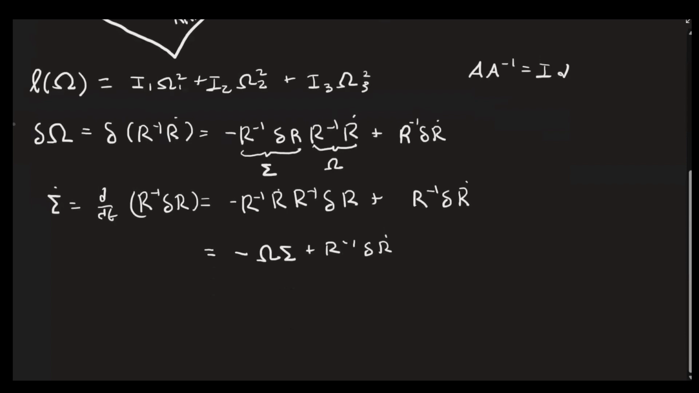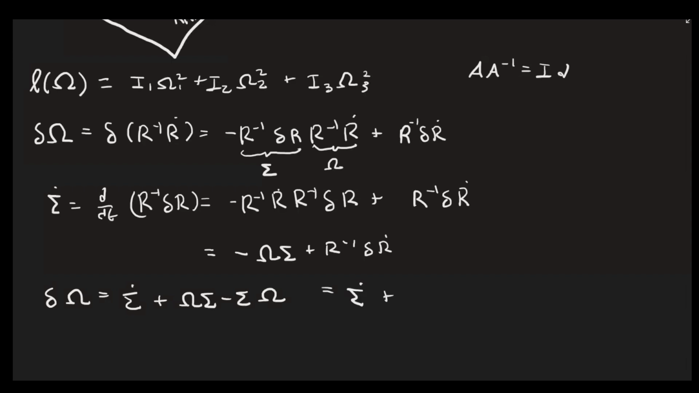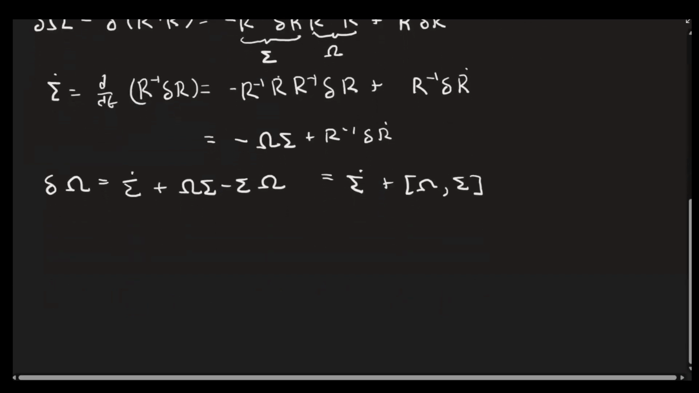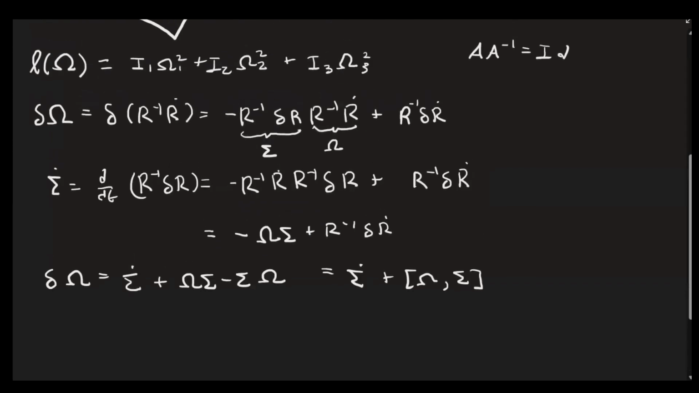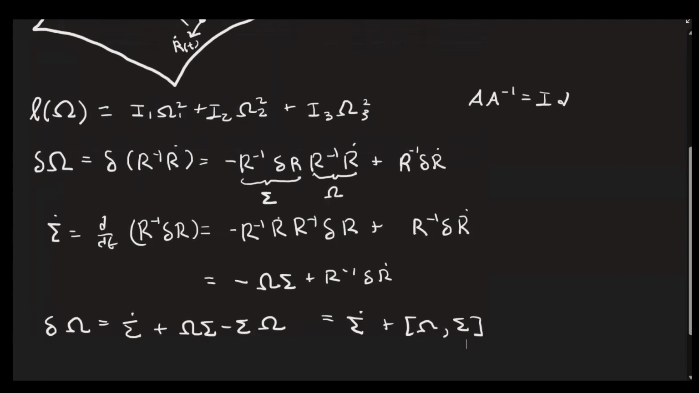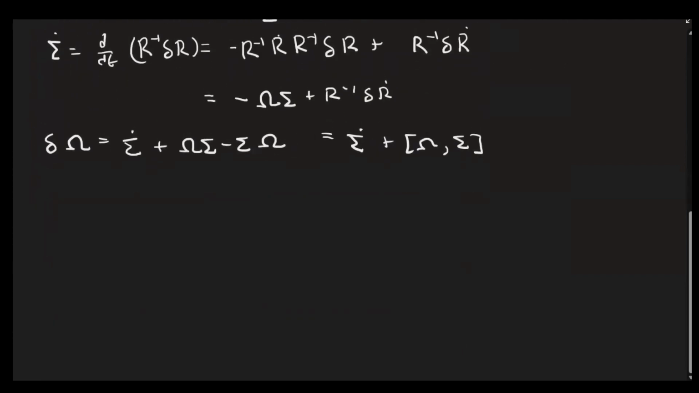Okay, so if we just subtract this second line from the first line, we get that delta omega equals sigma dot plus omega sigma minus sigma omega, which is just sigma dot plus the commutator bracket of omega and sigma. All right, but usually omega, the body angular velocity, is thought of as a vector, not as a matrix.